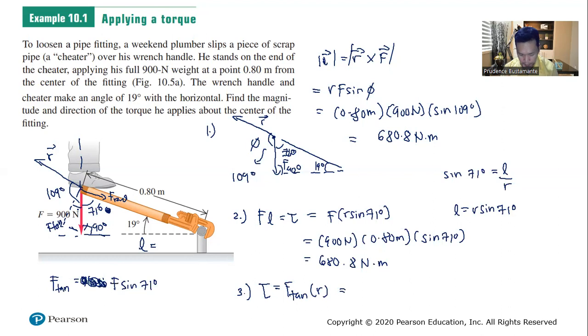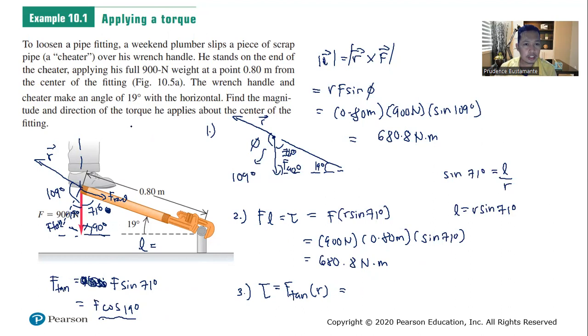You could also use F times cosine 19 degrees. Cosine 19 is 0.9 and sine 71 is 0.9, so the same value. Here we're going to use this sine 71, or you could also use this 19 degrees from this angle here.